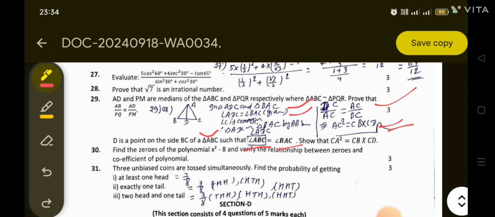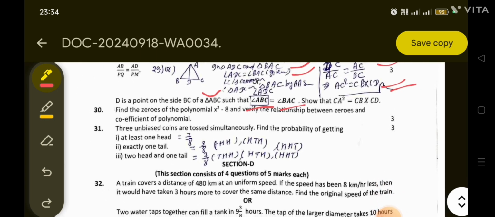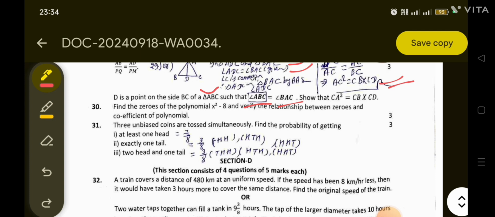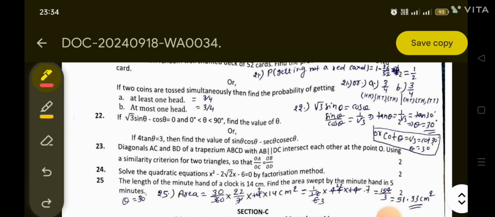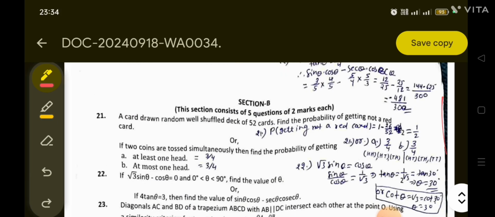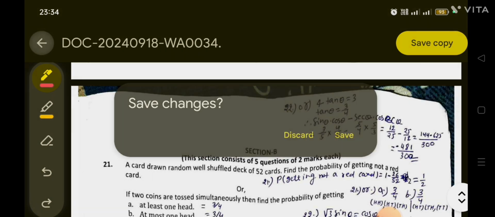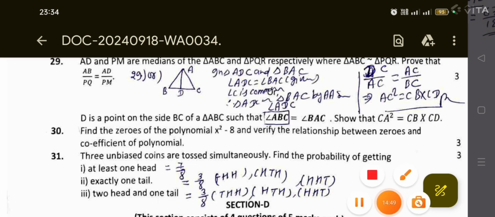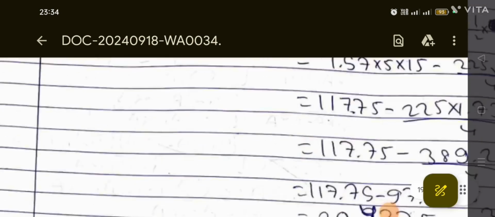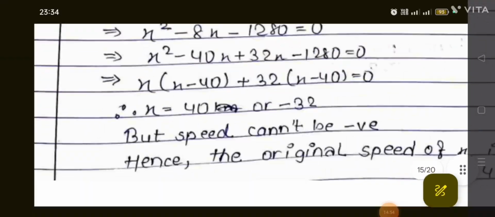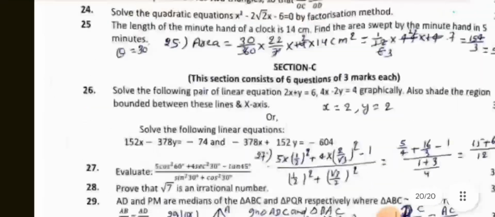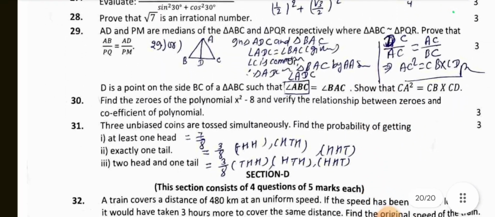Question 29 is done. Now question 30. Find the zeros of the polynomial x square minus 8 and verify the relationship between the zeros and coefficients of the polynomial. Now you can see question number 30.